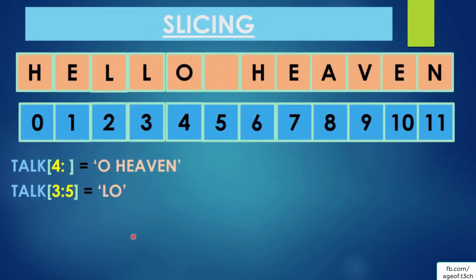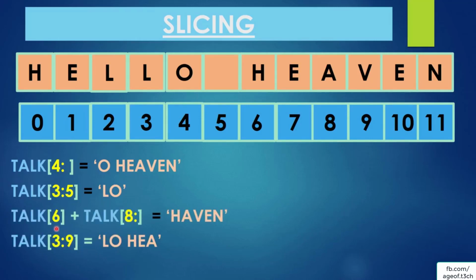Okay, so let's take a look at slicing now. And of course we separate the first index and the last index by a colon. If I were to do talk 4 colon, we'll get oh heaven. What's happening is that we are starting at 4, which is going to be O, and then we're counting the rest of the elements. We're including all the other elements within the string. And if we were to do 3 colon 5, we get lo. So we're starting at 3 for L, and then we go to O, 4, but we're not including the empty space here, which is the 5th index.